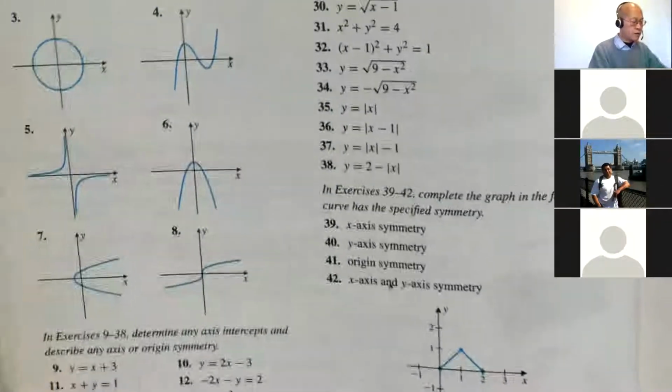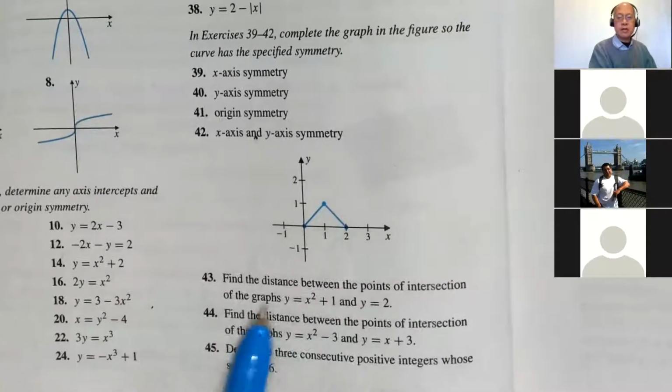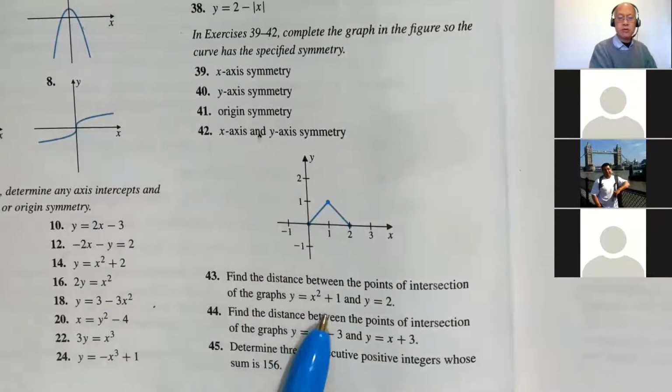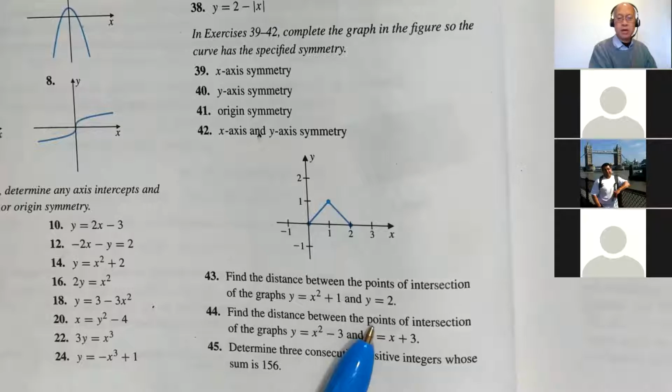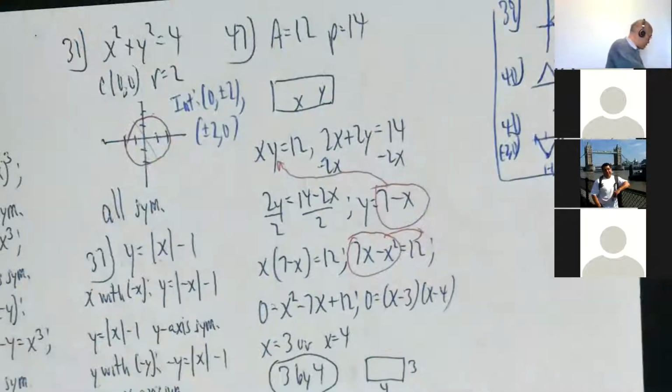Okay, I can maybe do one of these. 43. Find the distance between the points of intersection of the graphs of y = x² + 1 and y = 2. So how far apart are the points of intersection? So how do you do that?